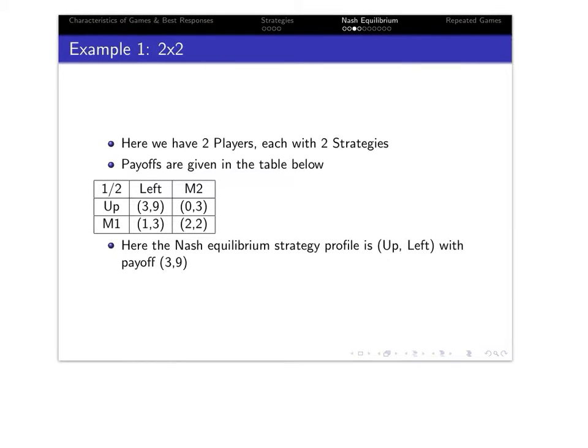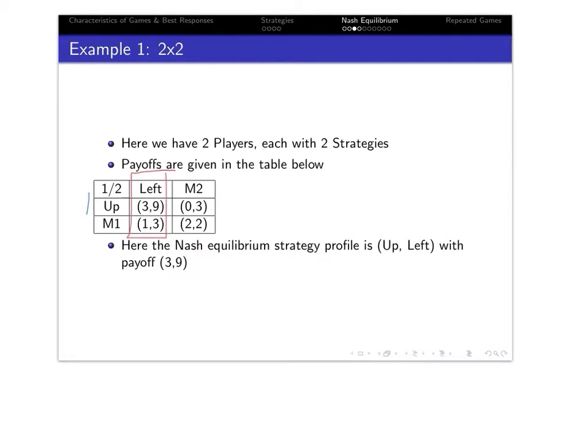Okay, so let's do this one. This one's fairly easy. It's just your 2x2 game. So first, let's lock in player 2. All right. Let's say player 2 is definitely going to play left, and then player 1 can play up or M1. So if player 1 goes up, he or she gets a payoff of 3. If player 1 goes down, or rather M1, then player 1 gets a payoff of 1. Clearly, player 1 prefers up.